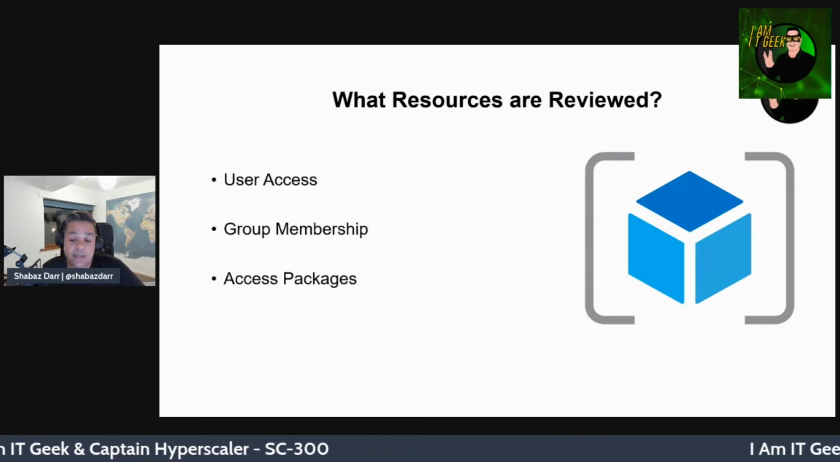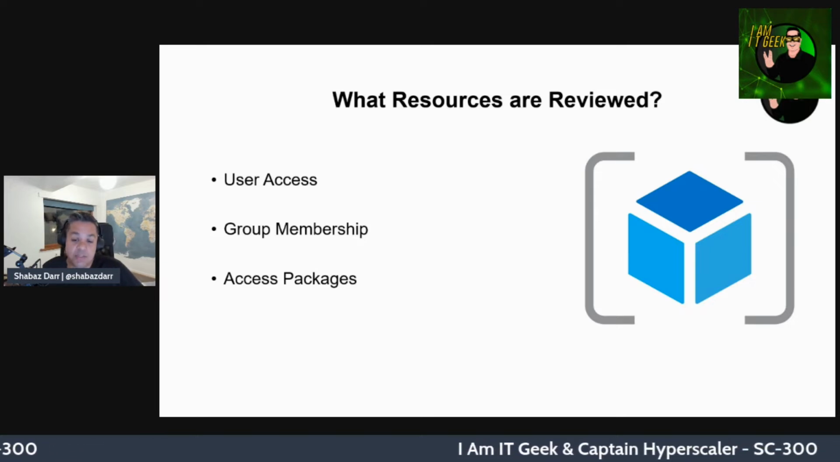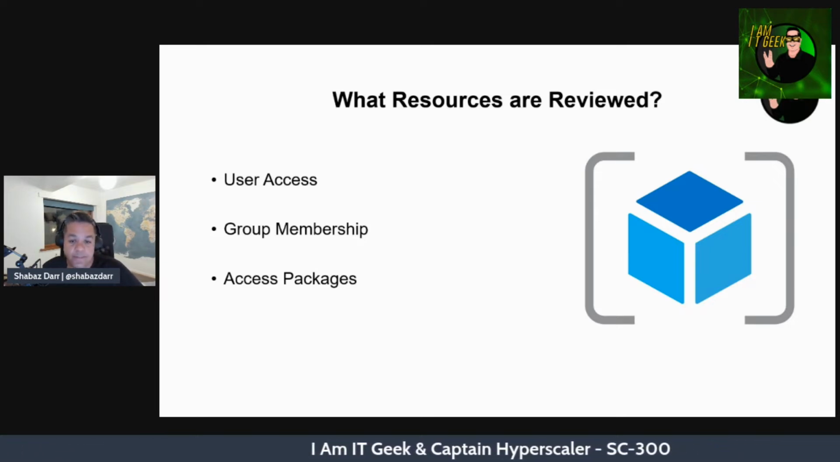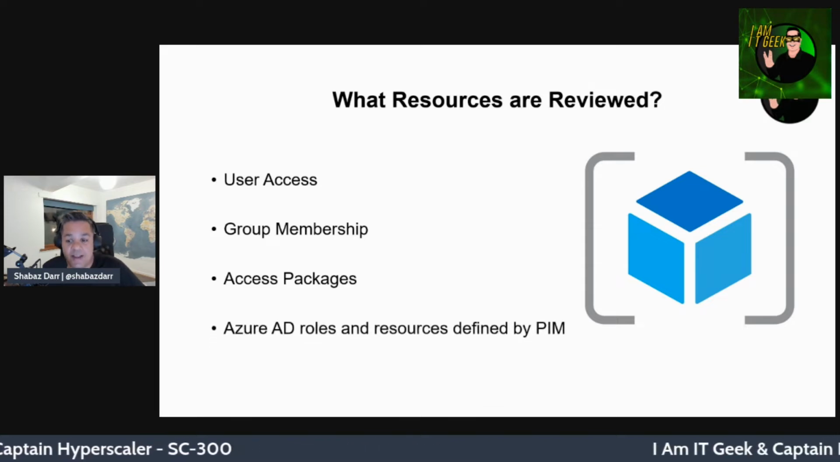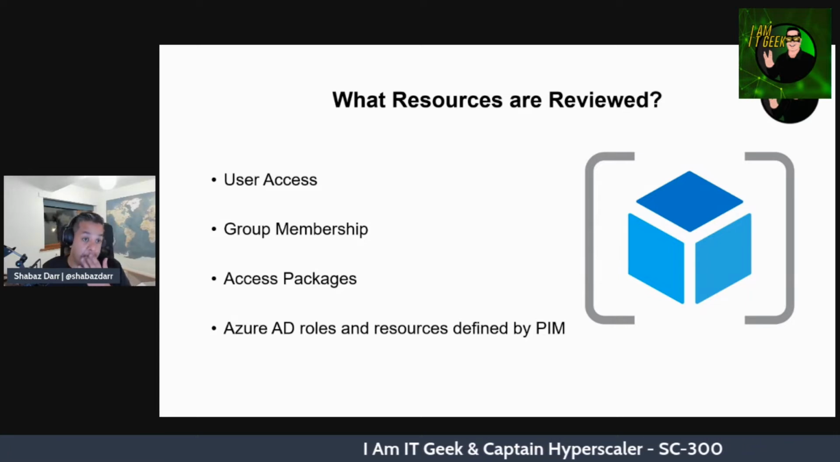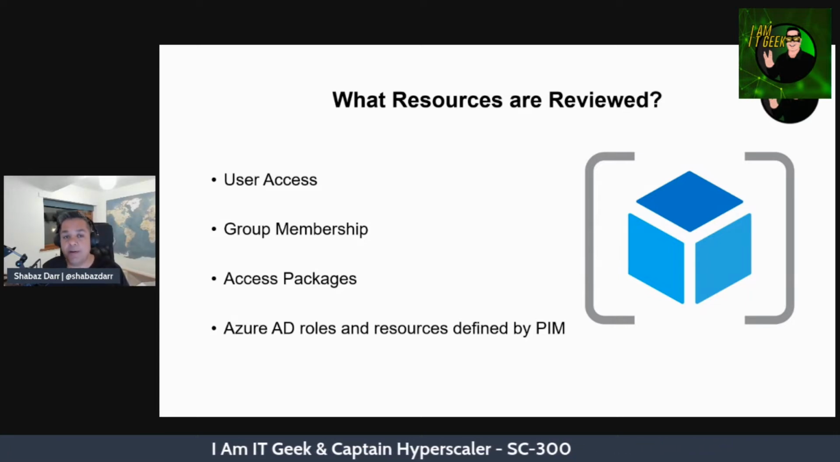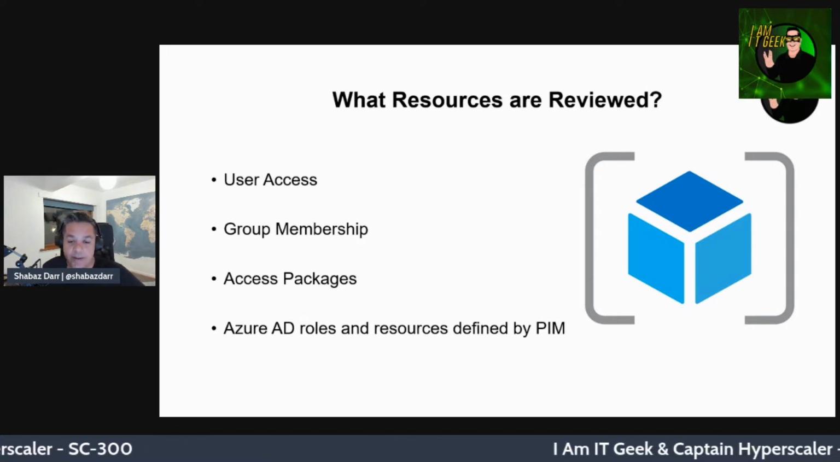Access packages group resources, such as groups, apps, and sites, into a single package to manage access. And finally, Azure AD roles and Azure resource roles are defined in Privileged Identity Management, PIM, which we are going to be talking about in the next topic, as this is a two-parter. After this, we've got 2 episodes on PIM, so we'll go into more detail then.